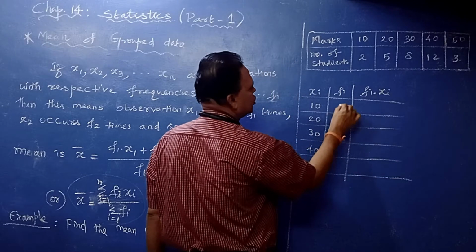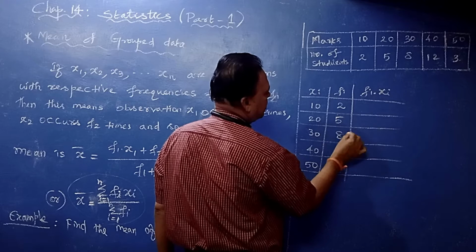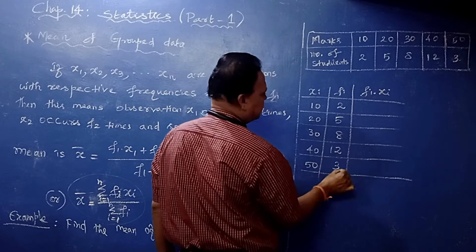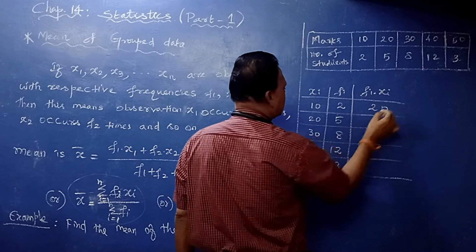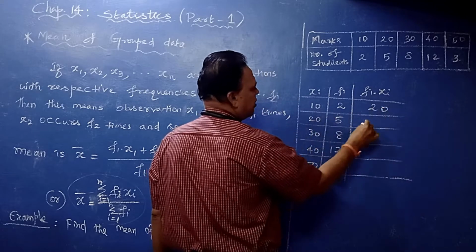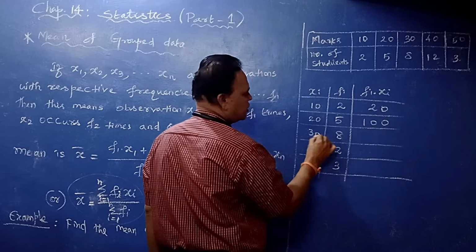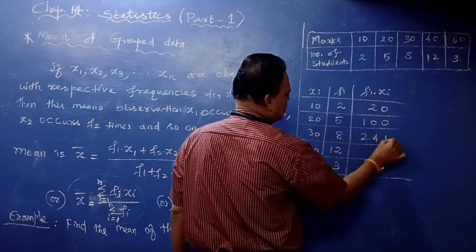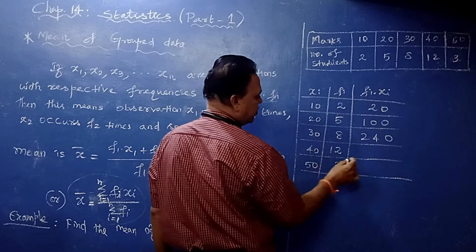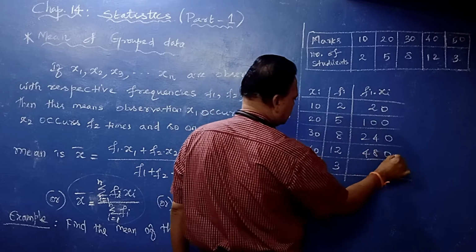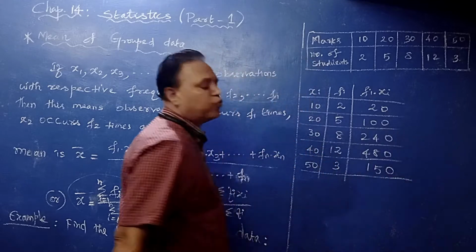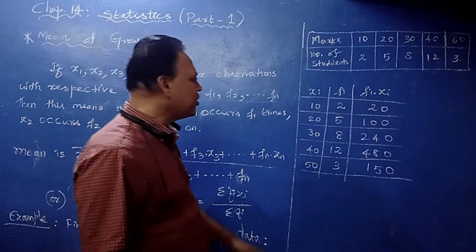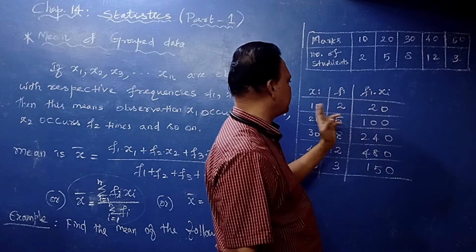Now fi is 2, 5, 8, 12, 3. Now just multiply: 10 into 2 is 20, this one is 100, this one 240, now this one 480, then 150. So like this you multiply, that's all. Okay, fi into xi means just multiply these two.